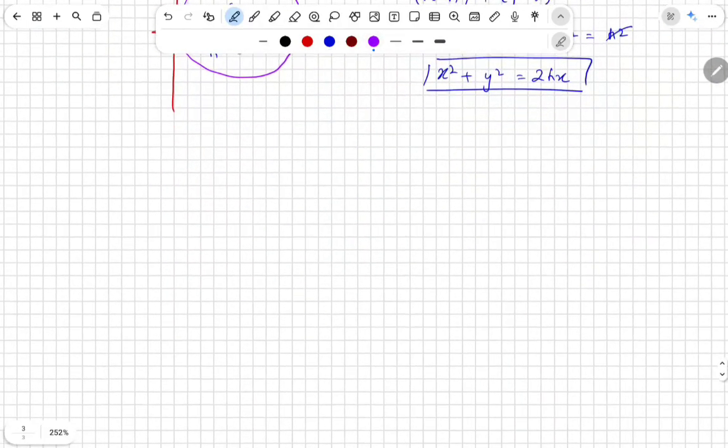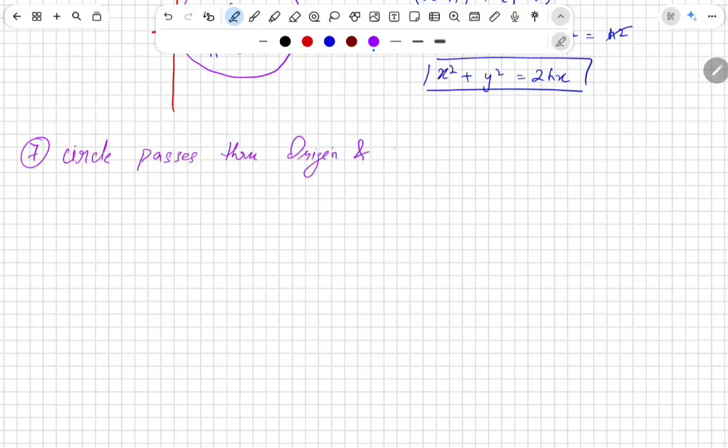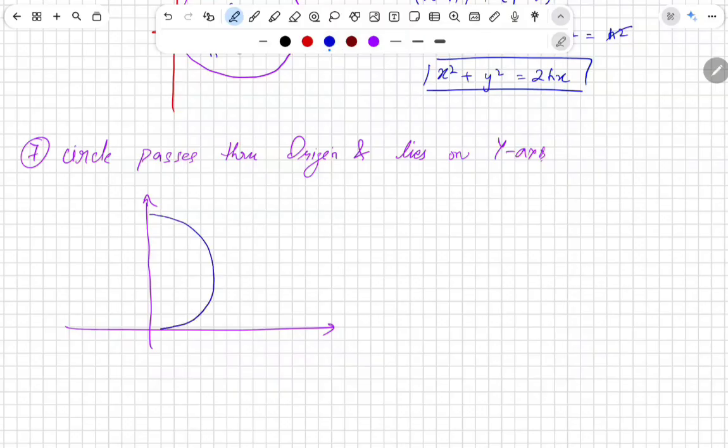Okay. Now let's do the other case. When the circle passes through the origin and touches the y-axis. Circle passes through origin and touches the y-axis. This is my y-axis, this is my x-axis, and this is going to be my circle.